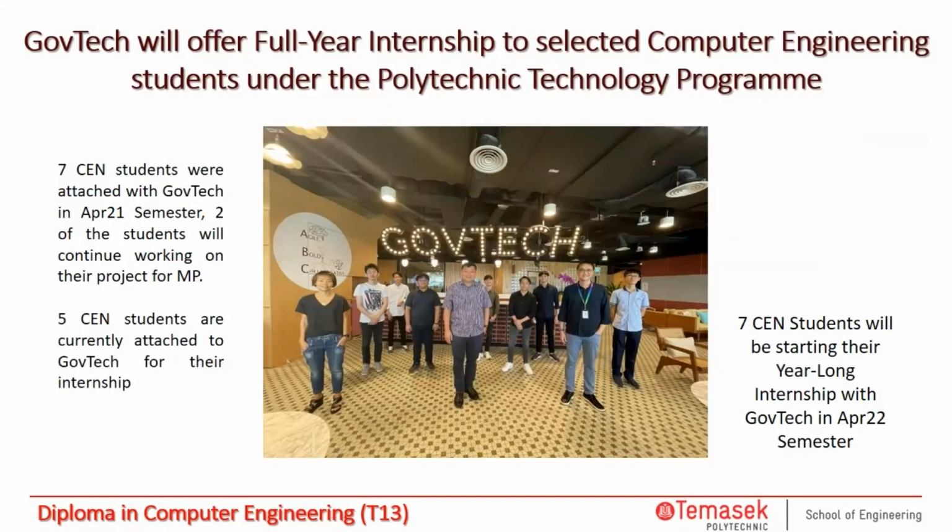Before moving on, I would also like to share that CEN has a program with GovTech that will allow our students to be interned at their organization for 1 full year instead of the usual 19 weeks. Students interned at GovTech will be paid for the entire year and will be treated like an employee, providing them with an authentic experience on working in the tech industry.